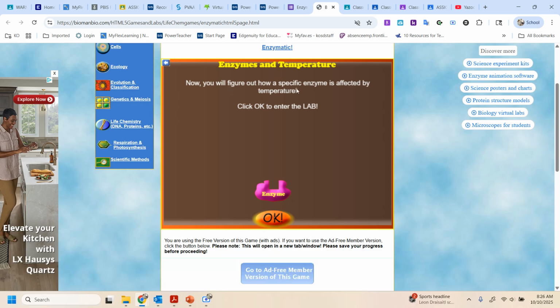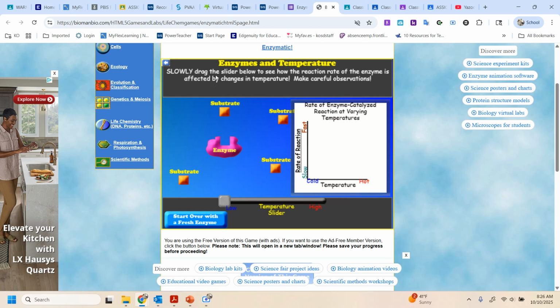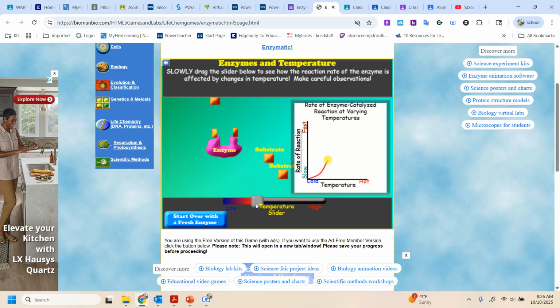So we are going to look at how a specific enzyme is affected by temperature first. It asks you to slowly drag the slider below to see how the reaction rate of the enzyme is affected by changes in temperature and make careful observations. So I have this enzyme in a very low temperature right now, and as I increase the temperature, you can see everything starts to move faster. If you notice the graph on the right, you'll be able to evaluate the rate of the reaction with that line. And right now I'm at this point in the middle where this is at a peak. It's going as fast as it possibly can.